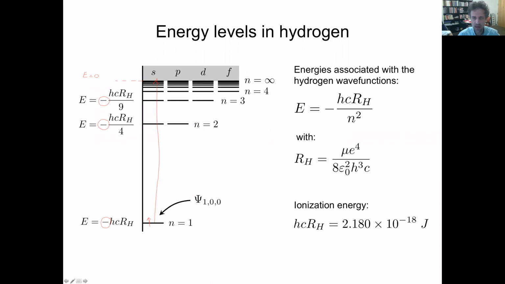If you put in 1, you get H times C times RH, which is this number right here. So effectively, this number is the energy that you need to kick the electron out of the atom. That's the ionization energy. And again, the beauty here is that we can just compute that number, not necessarily from experiments, but from this bunch of constants over here.